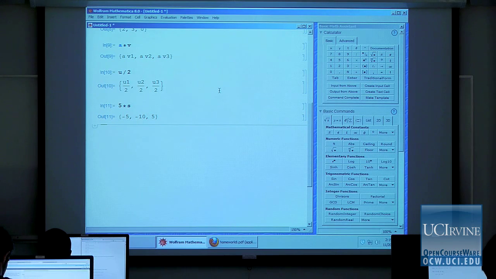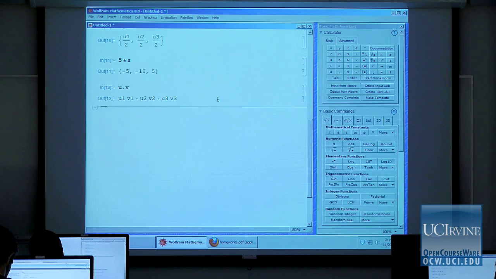All right, now let's see how to do the dot product. So there's 2 ways you can do the dot product in Mathematica. One is just to put a dot. So U dot V, and you get the formula corresponding to the one that's written on the board for the dot product. Another thing we can do is we can say Dot and then give 2 vectors, and it will give us the dot product. So Dot[U, V] is the same.